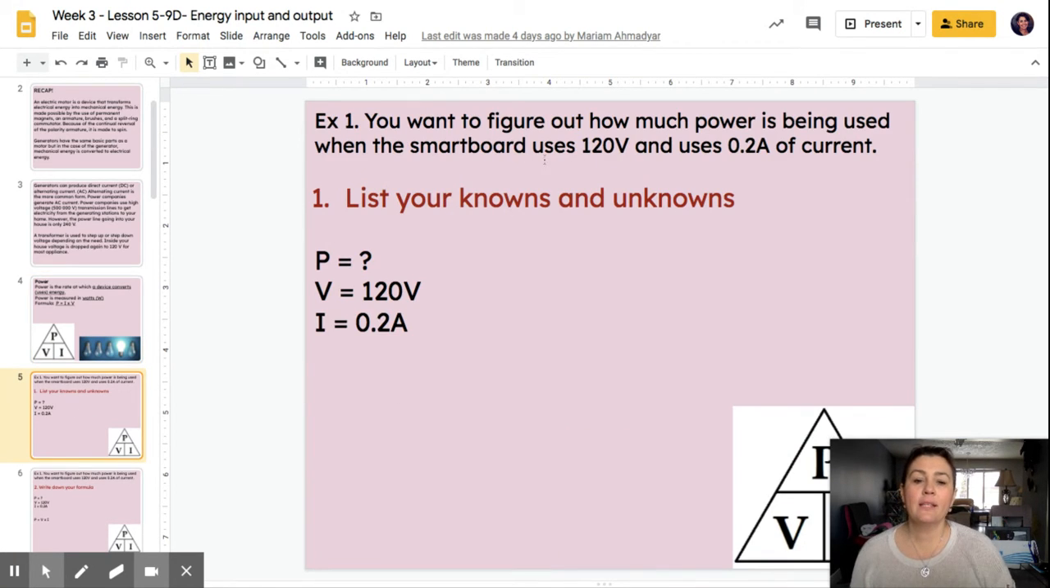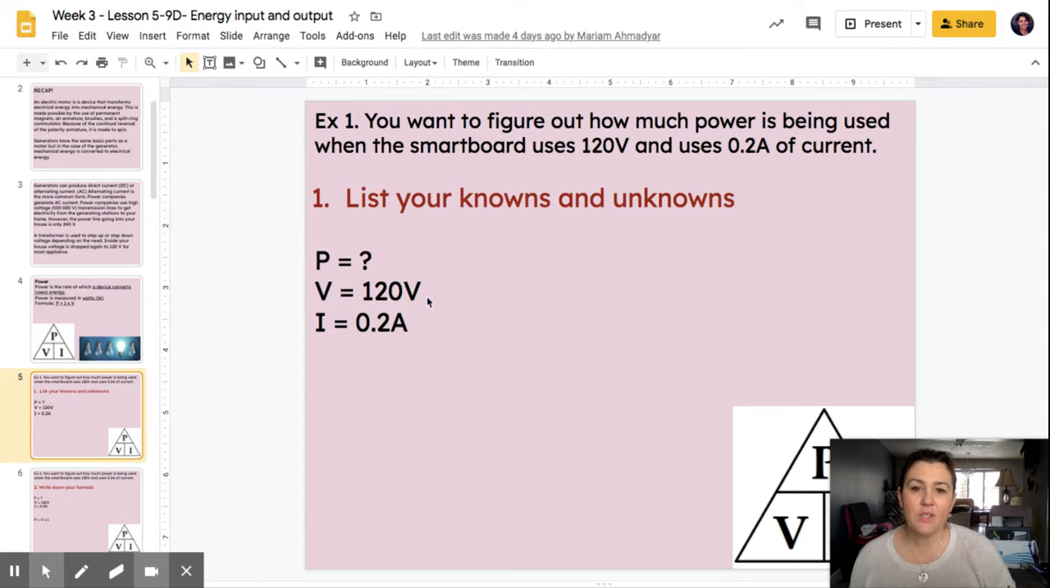So here's an example. Let's try and do this one together. You want to figure out how much power is being used when the smart board uses 120 volts and 0.2 amps of current. So step one, we need to know what the formula is. So it's P equals I times V. P, we don't know. That's what we're going to solve for. I, 0.2 amps, and V, 120 volts.